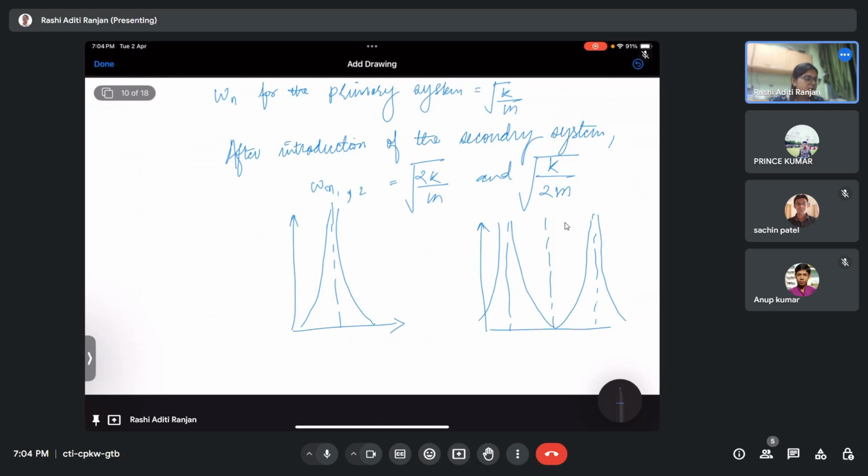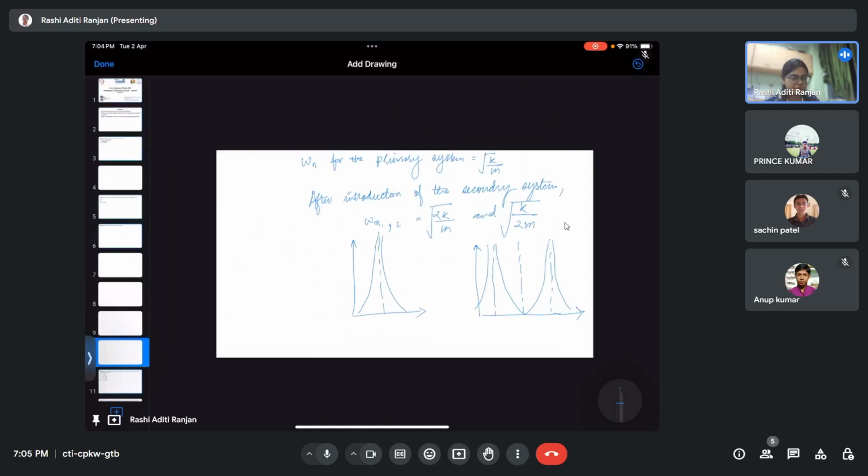This is what happens. So I'm basically changing the resonant characteristic of my system. Now by changing the resonant characteristic, I can operate my primary system at its natural frequency without taking it to infinite.